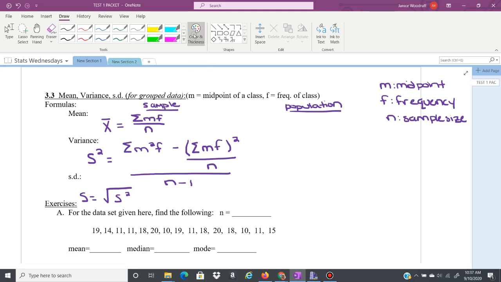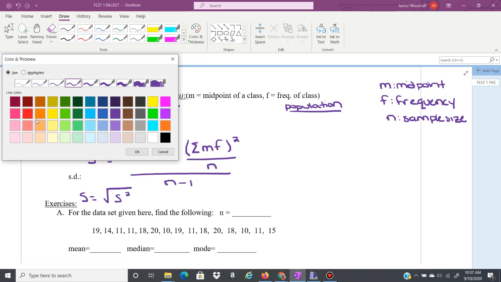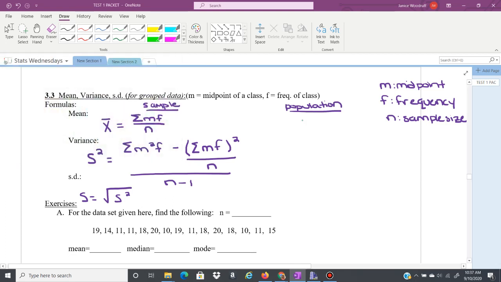All right, then population, we'll do that one in a different color. We'll do blue. So population, we're using Greek alphabet lettering. So the mean is going to be mu equals the sum of mf, but over a capital N. So over here in our key, we're going to put capital N, stands for our population size.